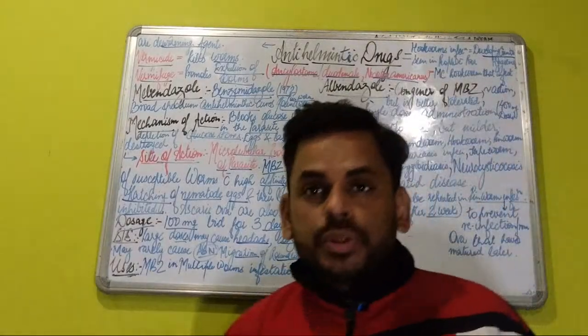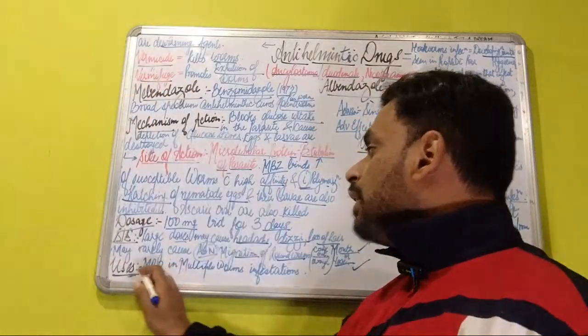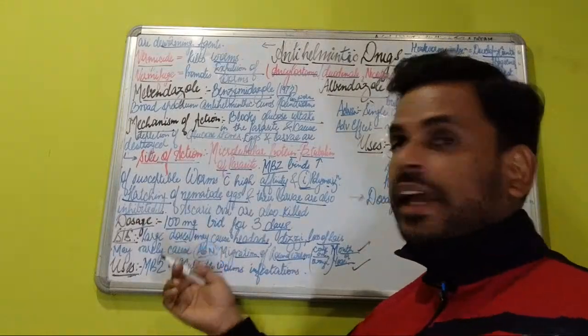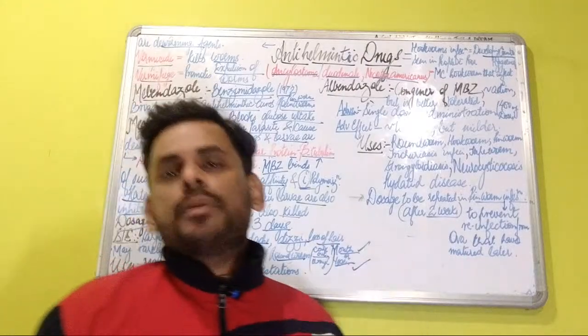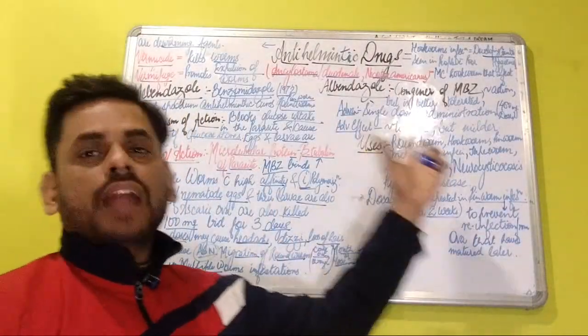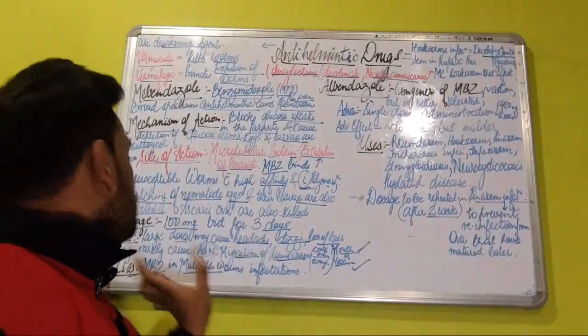And when we look at the uses of this anti-helminthic drug, mebendazole, it is used for multiple worm infestations. Multiple worms such as pinworm, tapeworm, hookworms, roundworms, in all such infestations, mebendazole is given.